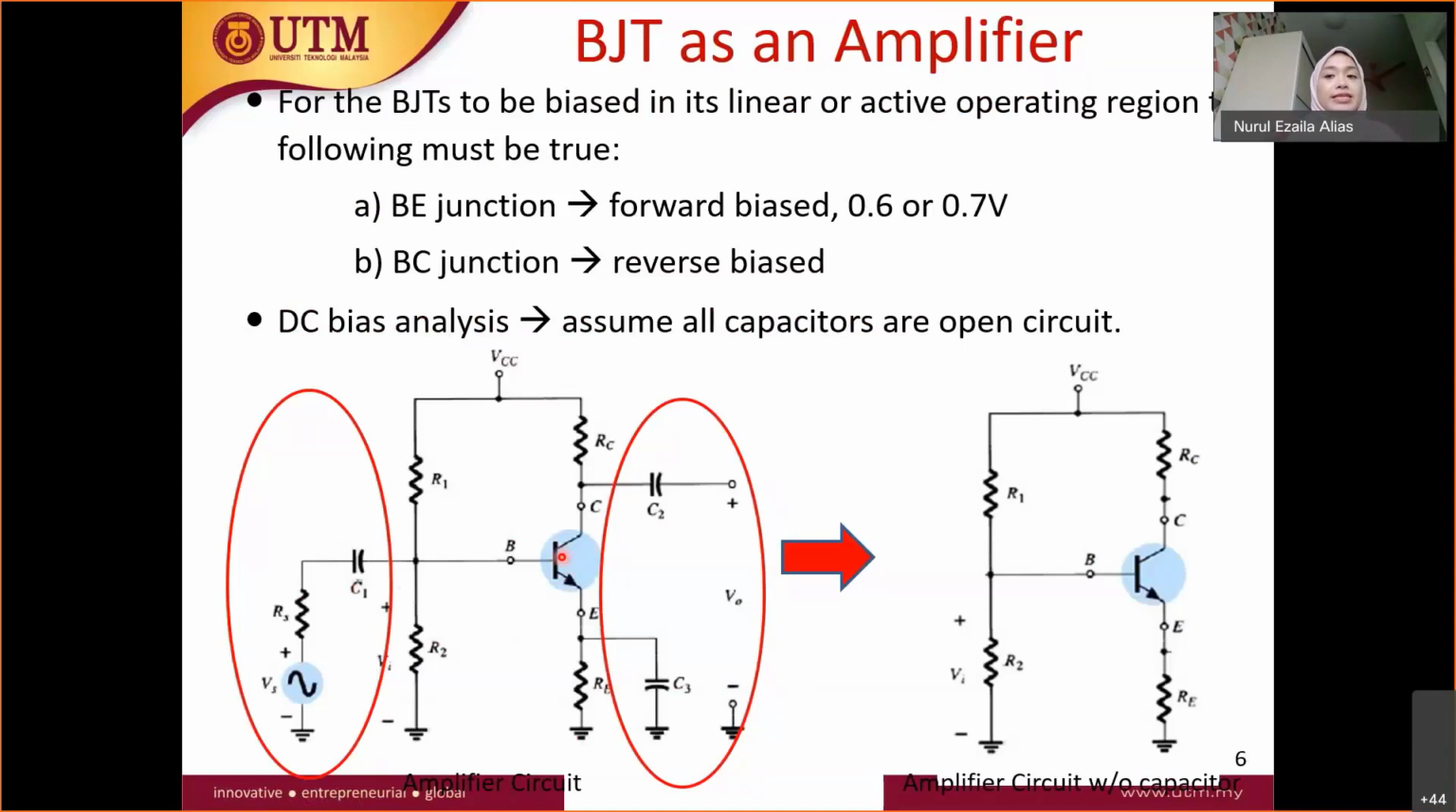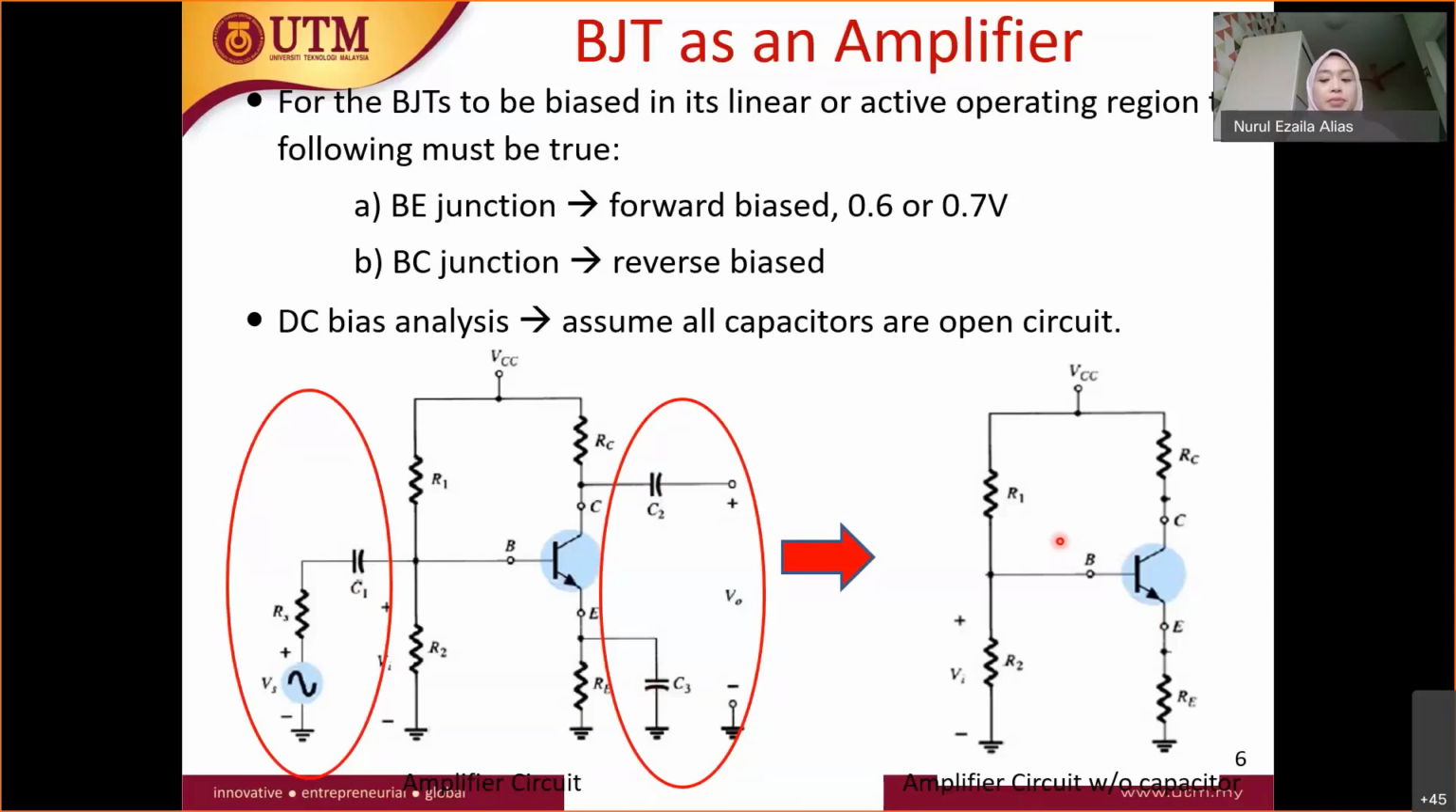For the DC part, what happens to all these capacitors? They must be open circuit. When you open circuit all the capacitors, the remaining circuit becomes like this. This is the circuit you are going to analyze. DC analysis means you have to find the current values as well as the voltage values.